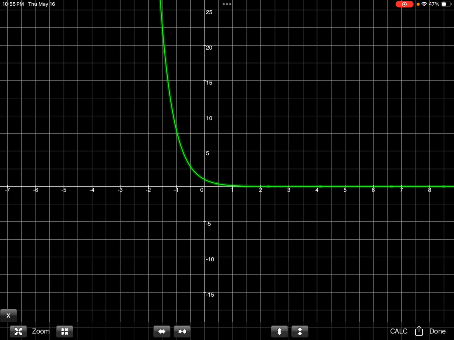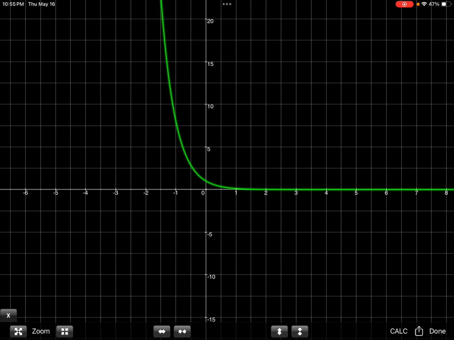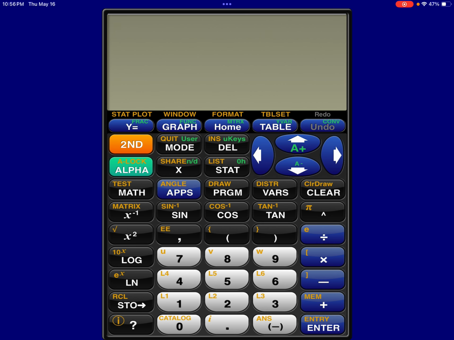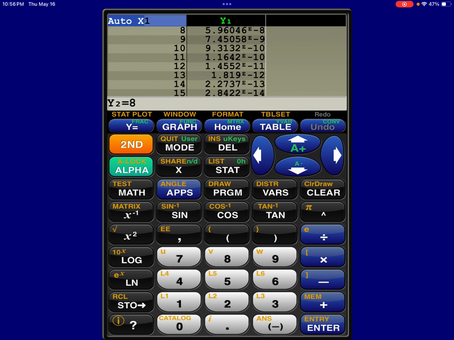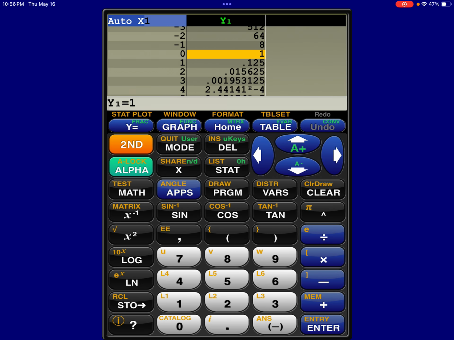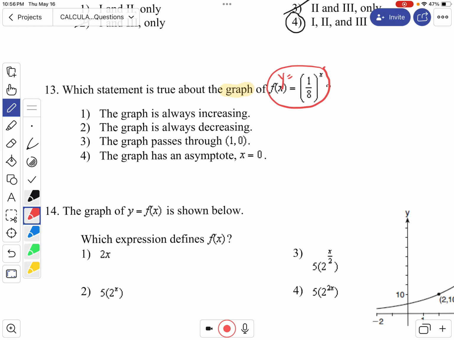When I graph it, I notice right away that it's going down, okay? Does it pass through 1, 0? Well, let's see. If I look at my table, no, it doesn't pass through 1, 0. It passes through 0, 1. So the graph is decreasing, so that is the correct answer. And the asymptote, by the way, is y equals 0, not x equals 0.